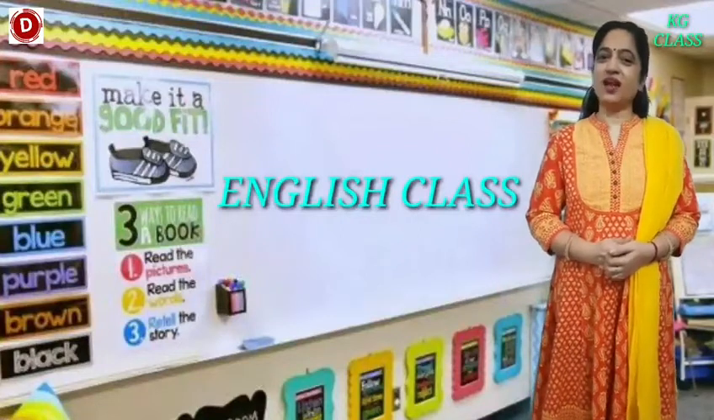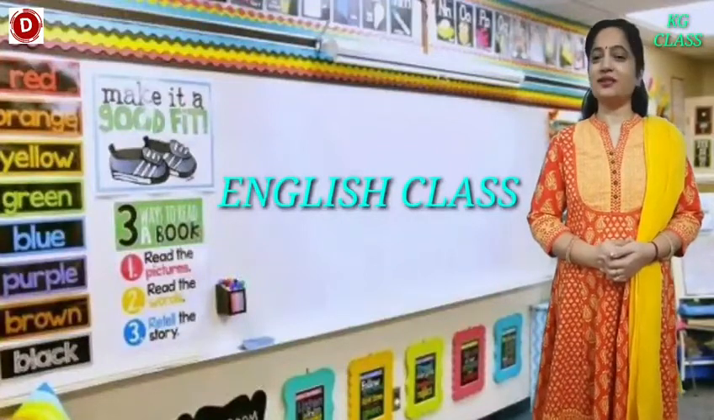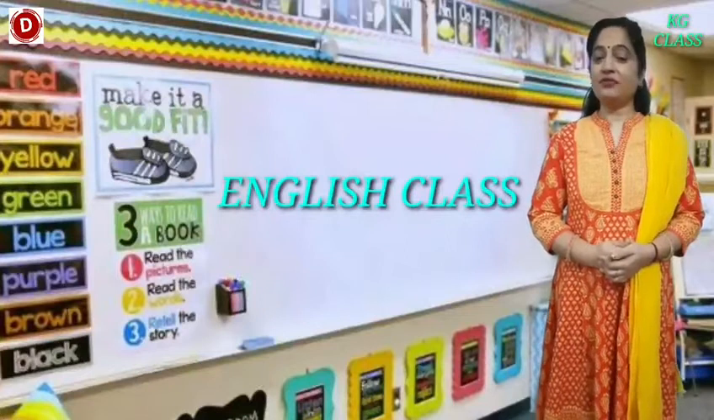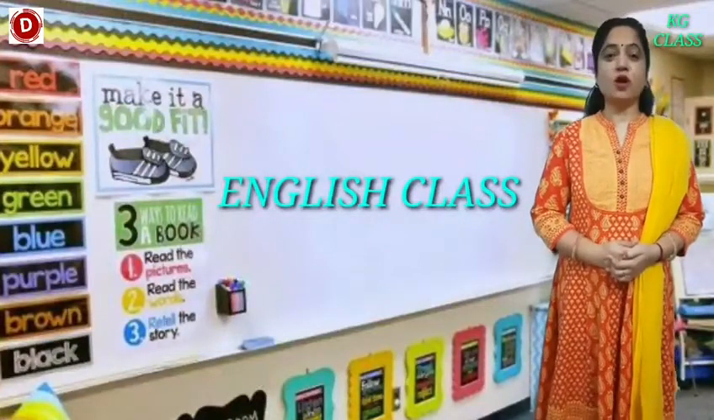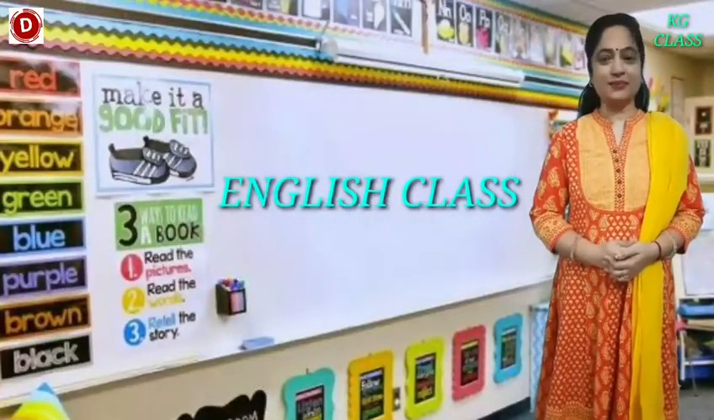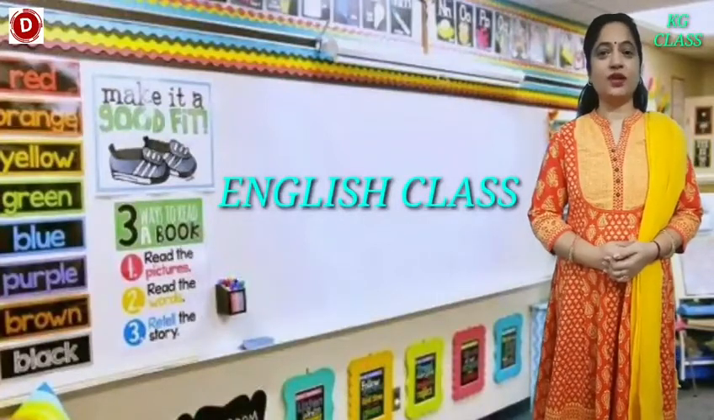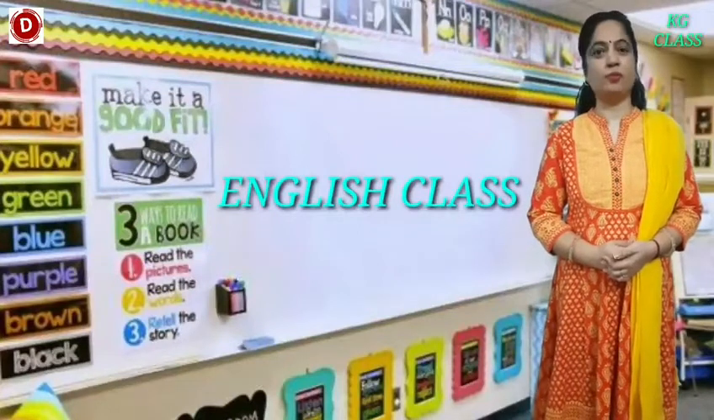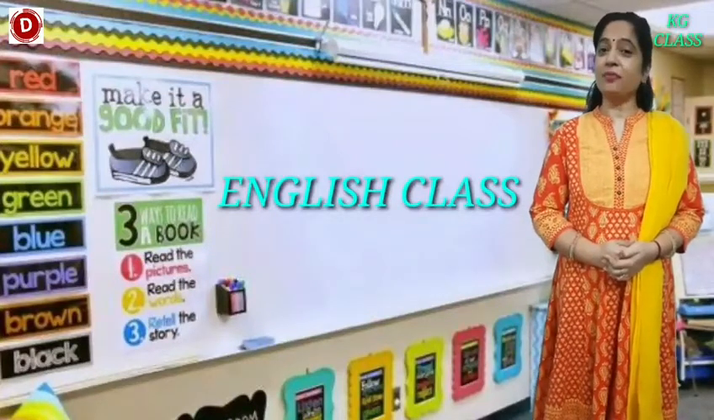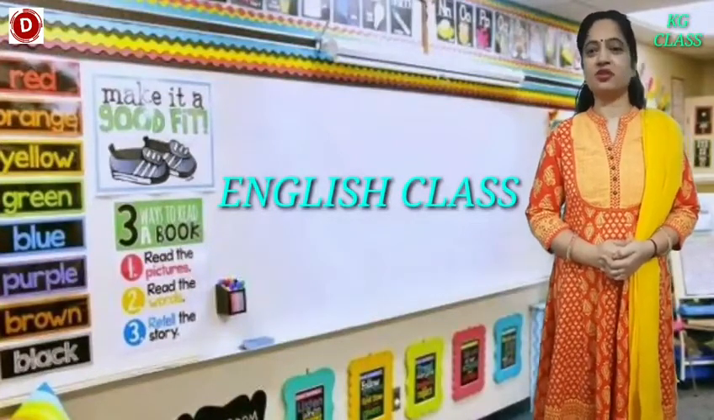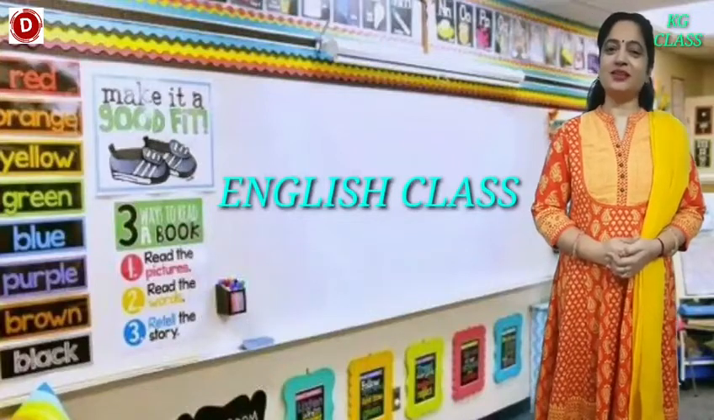Children, in today's class, we will learn sounds of the letters A to Z. And then I will teach you to write small letters X, Y, Z. And then, children, we will learn and revise the sound of the letter B from Phonics Pupil book. And then we will practice our rhyme, London Bridges Falling Down. So let's start our today's class.